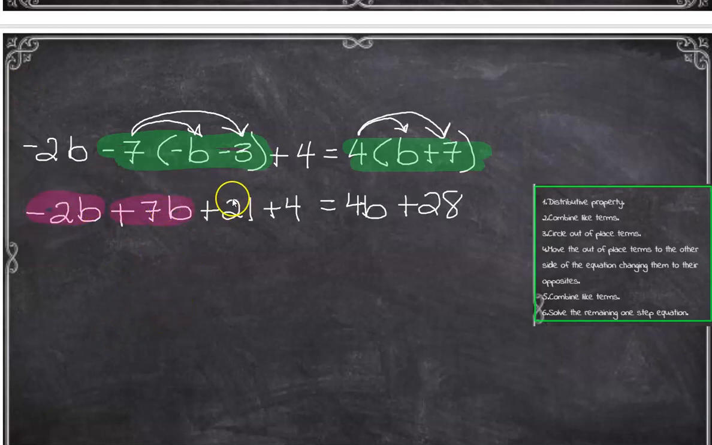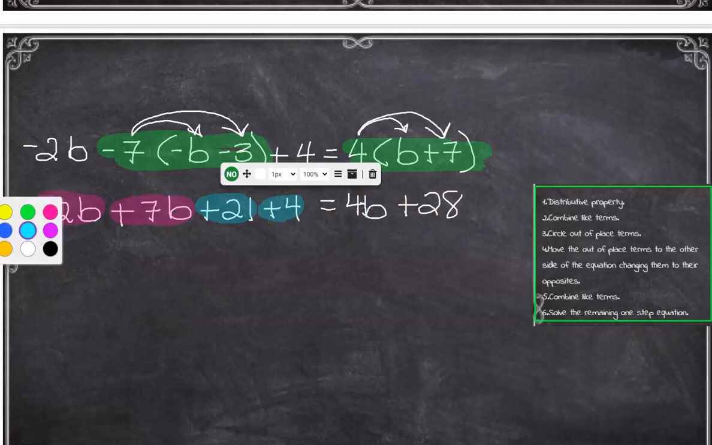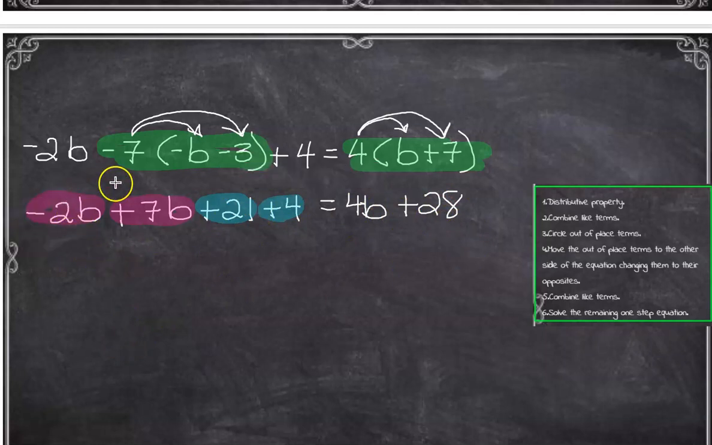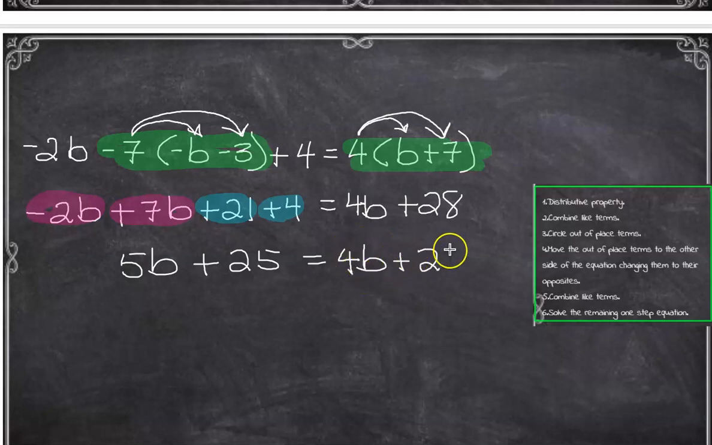Now let's do a different color. On this side, I can also combine the 21 and the 4. And then there's nothing to combine on the right side, so I'm just going to bring that down. So negative 2b plus 7b is 5b. 21 plus 4 is 25. And then bring down the other side.